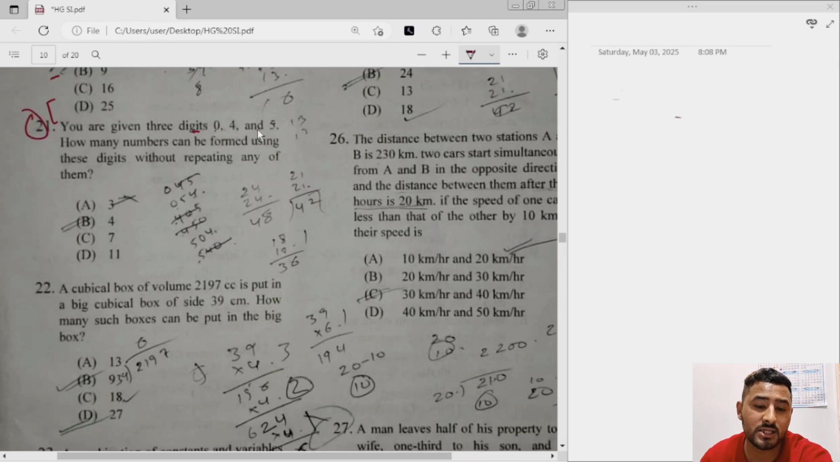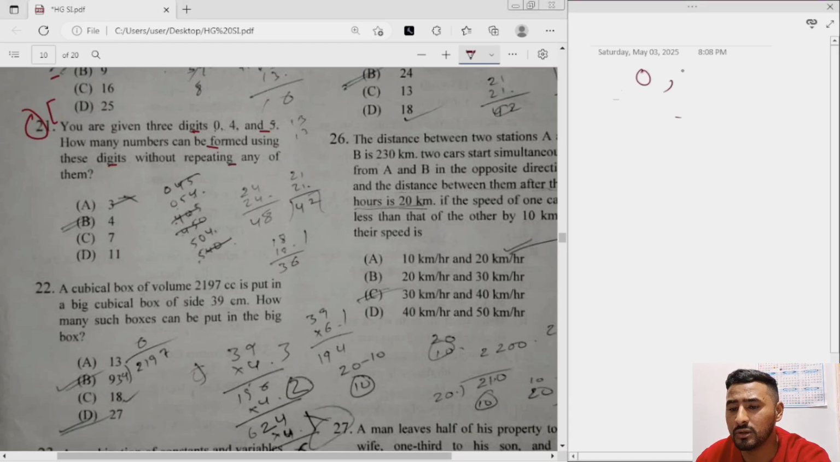You are given 3 digits: 0, 4, 5. How many numbers can be formed using these digits without repeating? So you have 0, 4, 5. You have to make a 3-digit number with this.